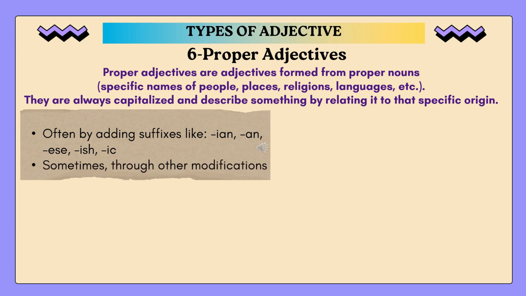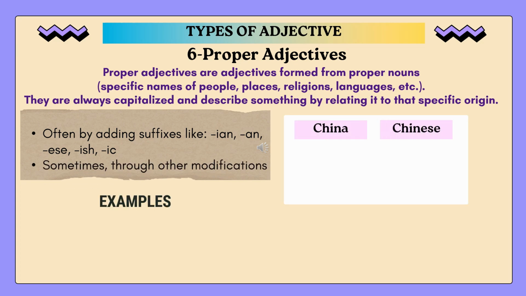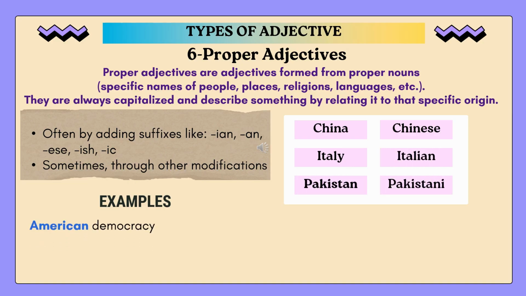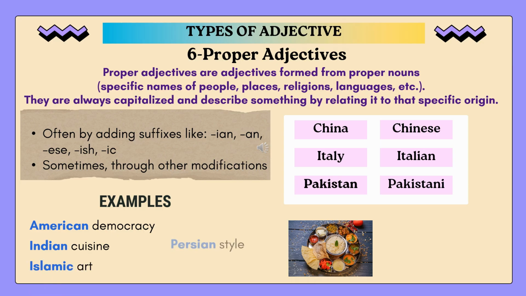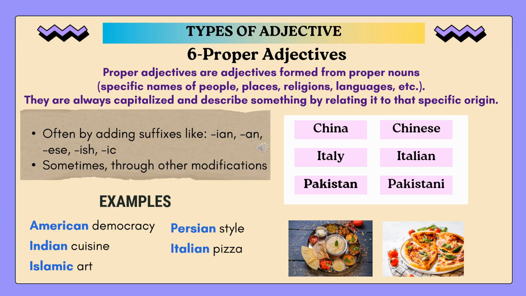For example, China becomes Chinese opera. Italy becomes Italian pizza. America becomes American democracy. Islam becomes Islamic art. They describe something by connecting it directly to its specific origin, giving us a clear and precise picture. Each one is derived from a proper noun and is always capitalized. For instance, from America, we get American. Persian from Persia, Iran. From India, we get Indian. From Italy, we get Italian. From Islam, we get Islamic. From Europe, we get European.